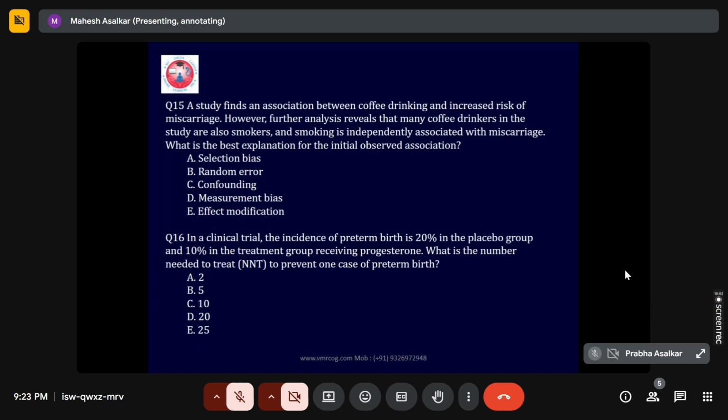Sir, number needed to treat is 1 upon absolute risk reduction. 1 upon ARR is your NNT. Now calculate ARR here. ARR will be 20 minus 10, so 10%. So 1 upon 10%, we have to flip 10. So 1 upon 10% will be 10.